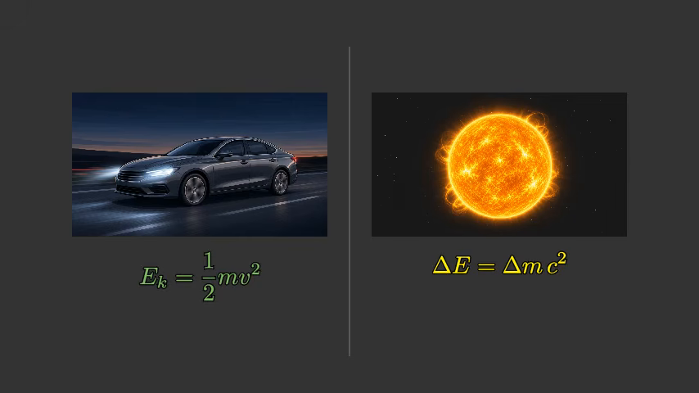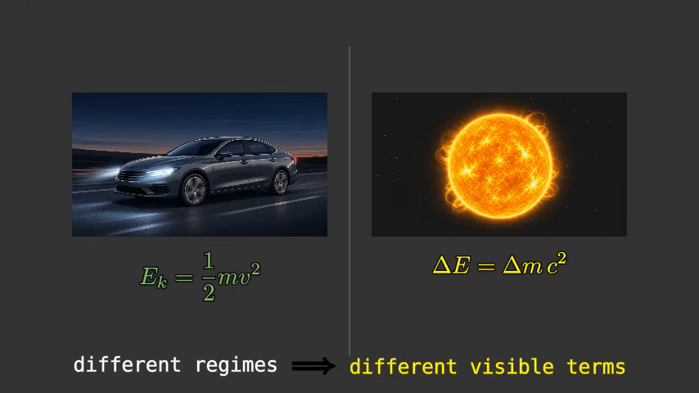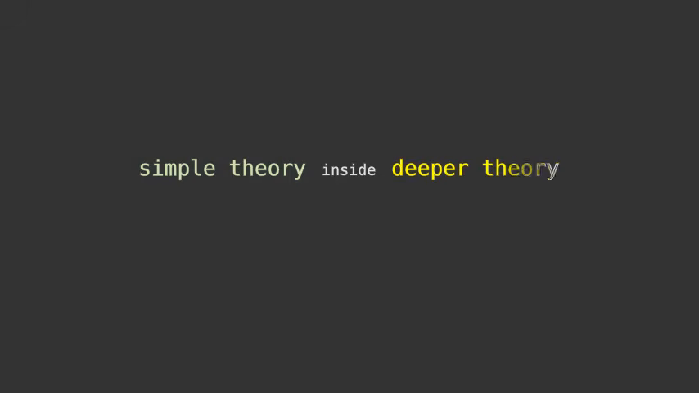The same lesson appears in energy. In everyday motion, like a car moving along a road, we mostly notice the kinetic term, 1/2 mv squared. In nuclear processes, like the energy produced inside a star, changes in mass reveal another part of the same structure, delta E equals delta m c squared. Different regimes make different terms visible. That is the real lesson.